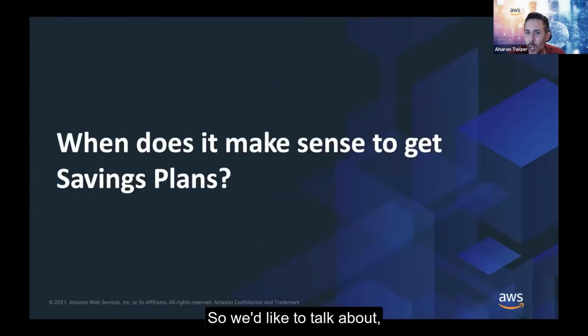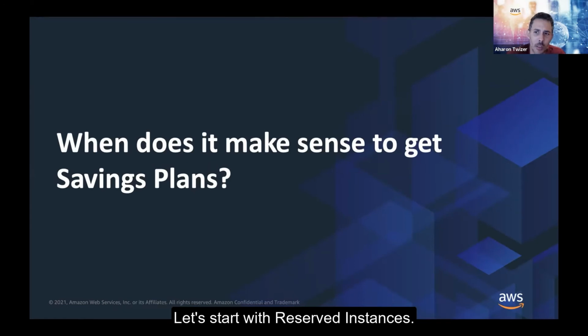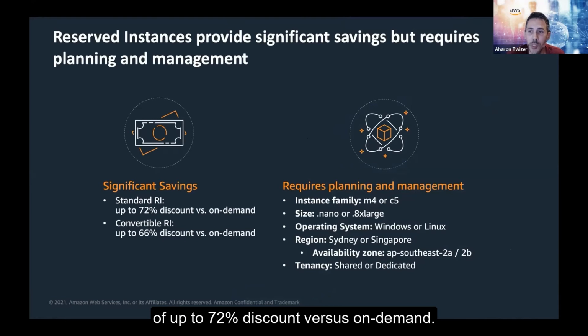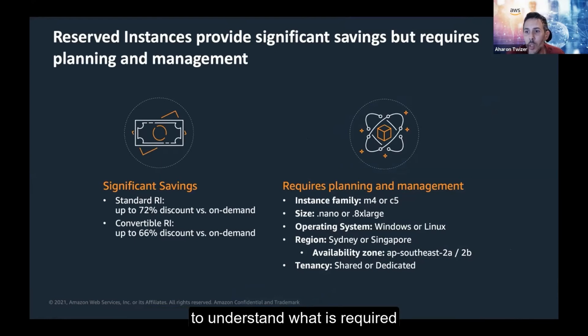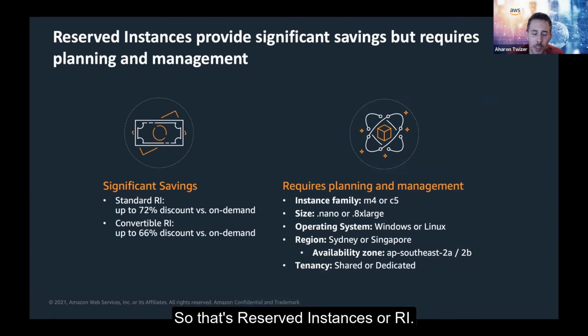So let's move on. I would like to talk about, again, the two commercial levers, reserved instances and savings plans, and when does it make sense to get savings plans. Let's start with reserved instances. Reserved instances provides significant savings of up to 72% discount versus on-demand. However, it does require planning and management to understand what is required, such as your instance family, instance size, operating system, region, availability zone, and tenancy. So that's reserved instances or RI.